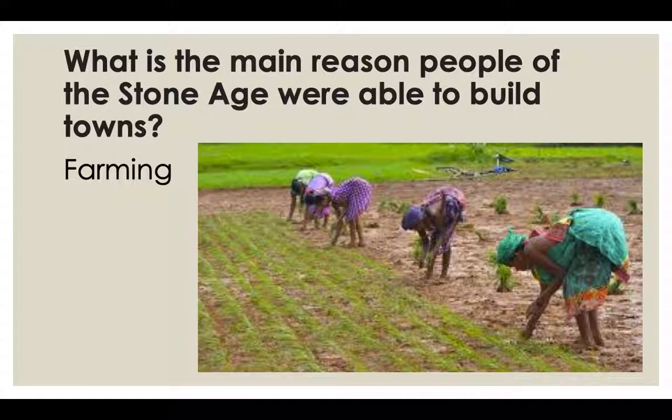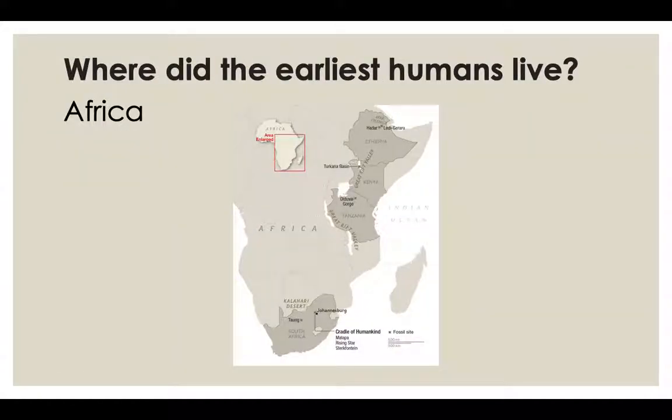What is the main reason people of the Stone Age were able to build towns? The answer is farming. Farming allowed them to do that. Permanent settlements, permanent towns. Where did the earliest humans live? This would be Africa. So this question on the test is going to be a map, and you're going to have to pick the answer, the letter that's located in Africa.